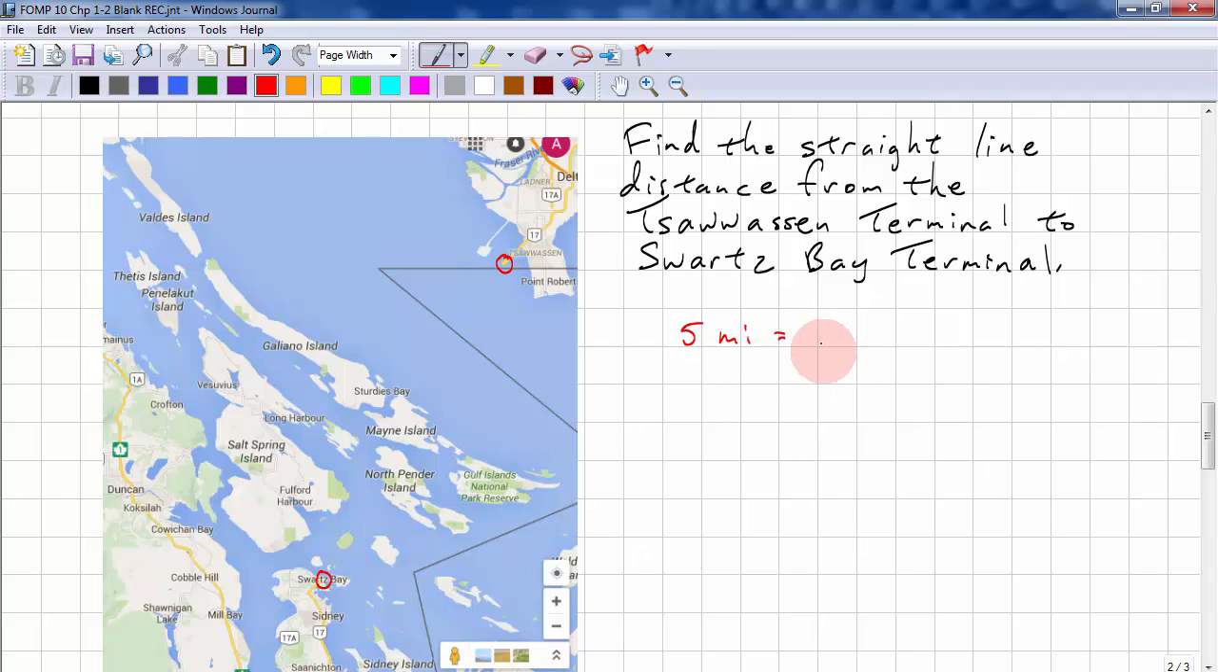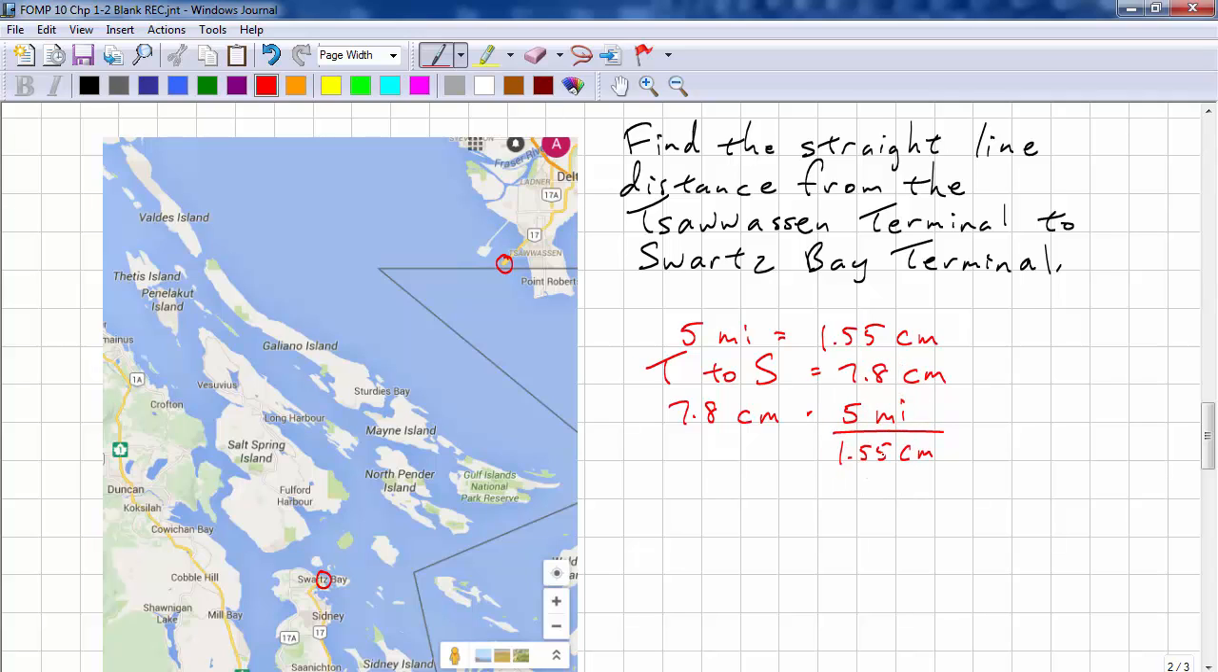Measuring this, I get 1.55 centimeters. Now we need our Tsawwassen to Swartz Bay measurement, and that works out to 7.8 centimeters on my notes. Your notes may vary. So we now need 7.8 centimeters times 5 miles divided by 1.55 centimeters.